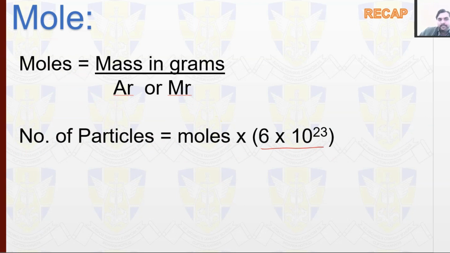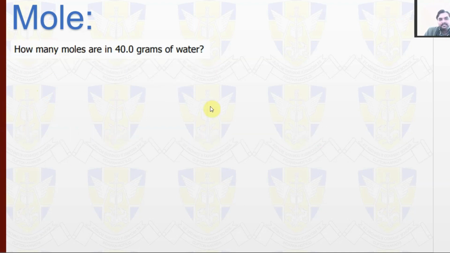So I hope this is clear to everyone. You have to memorize these 2 formulas, and according to these 2 formulas, you will be solving the different past paper questions and the different numericals related to this topic. So moving on to the numericals now.